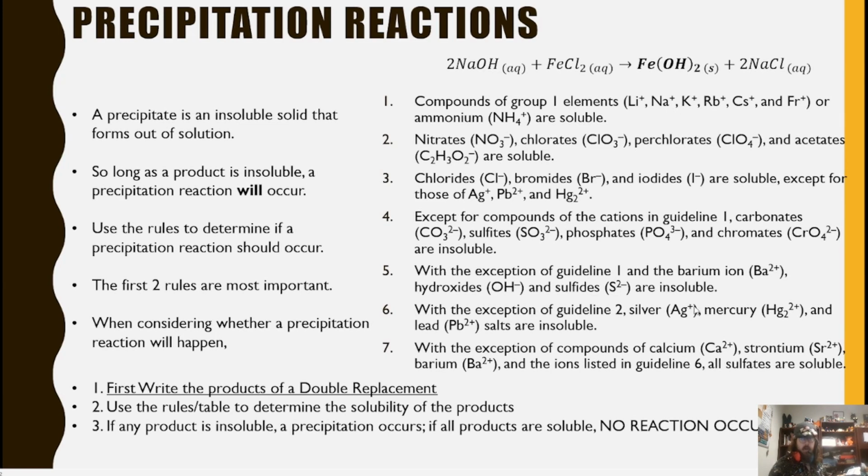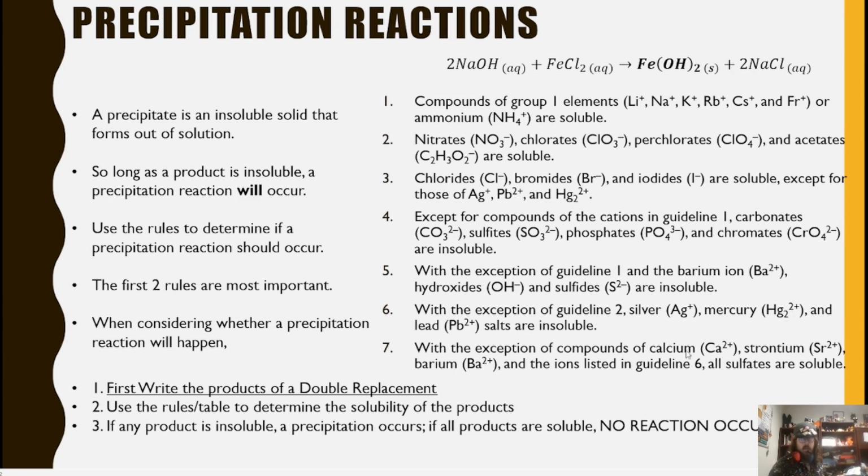And with the exception of guideline 2, all silver, mercury, and lead are insoluble. So silver nitrate, silver chlorate, silver perchlorate, and silver acetate are soluble, but no other silver compounds will be soluble. No other silver compounds will dissolve. No other mercury or lead will dissolve.